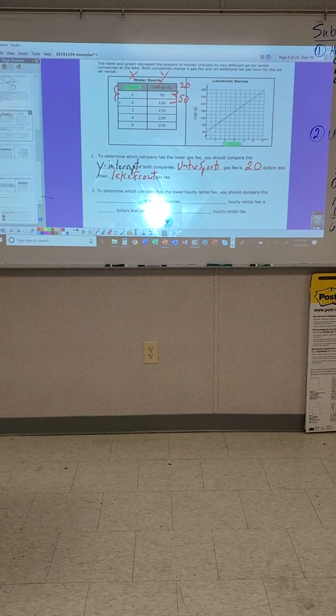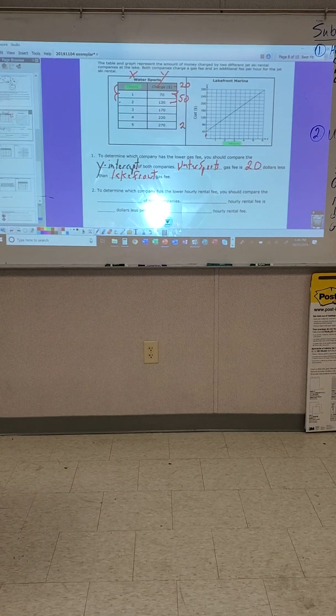So to determine which company has a lower hourly rental fee, you should compare what changes over time? Well, it would be the slope. So how do we get slope? Well, first of all, we don't have to worry about Lakefront because that's already graphed. So now what we have to do is take a look at water sports. We can pick any 2 points we want. I'm going to pick a couple easy ones. I'm going to pick 5, 270 as my second point.